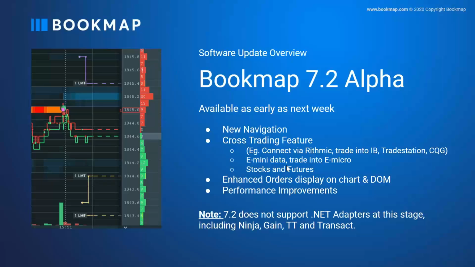All right, so the functionality has already existed for cross trading as well for E-mini data. Look at the chart for the ES, but then route your trading activity into the E-micro. Okay, this works for both stocks and futures. Okay, the cross trading and brokers. There's also enhanced order display on the Bookmap chart and Dome, which I hope to demo for you guys. And we also have some performance improvements here.